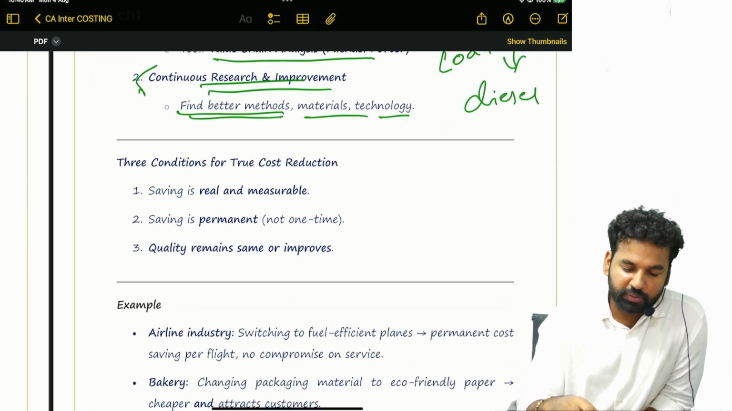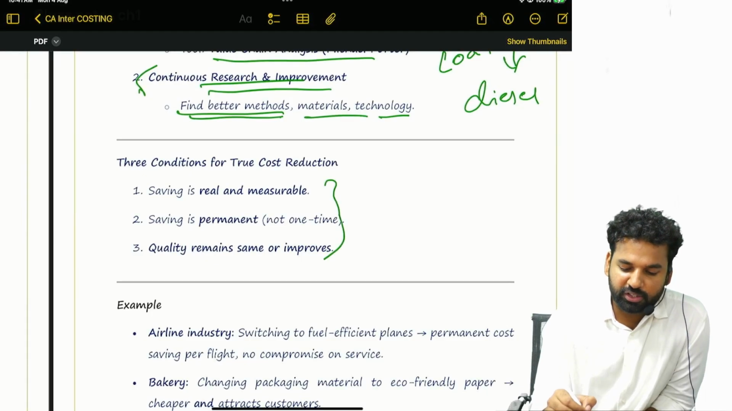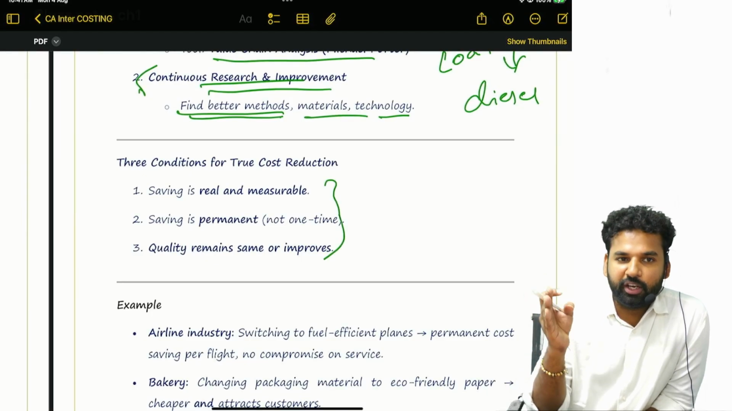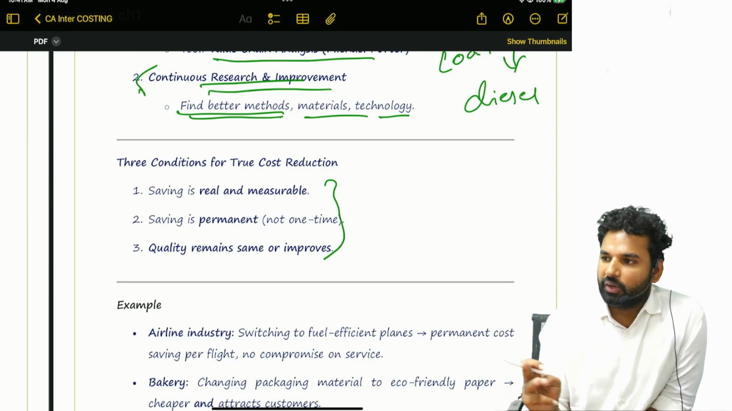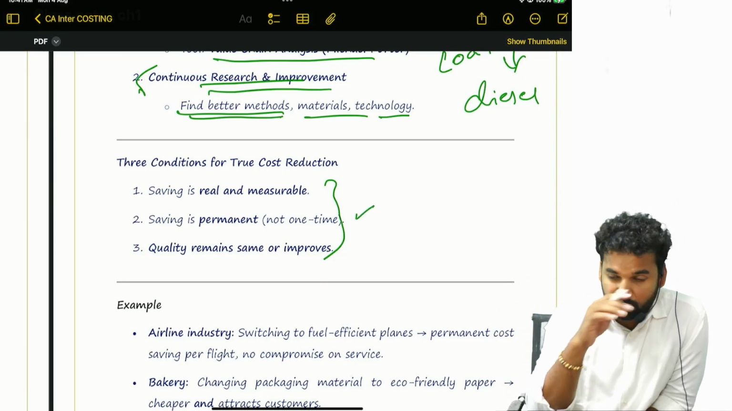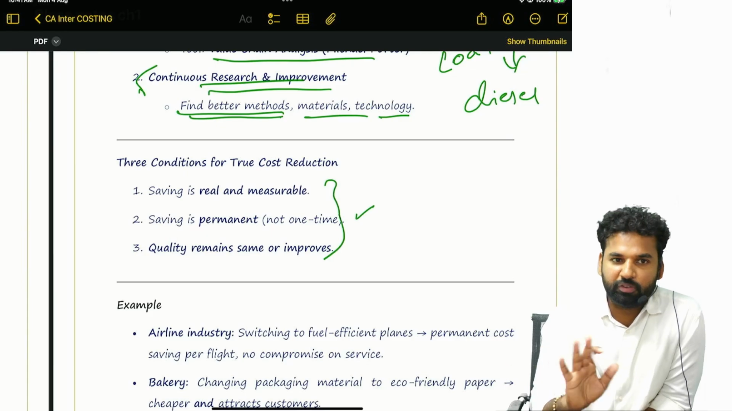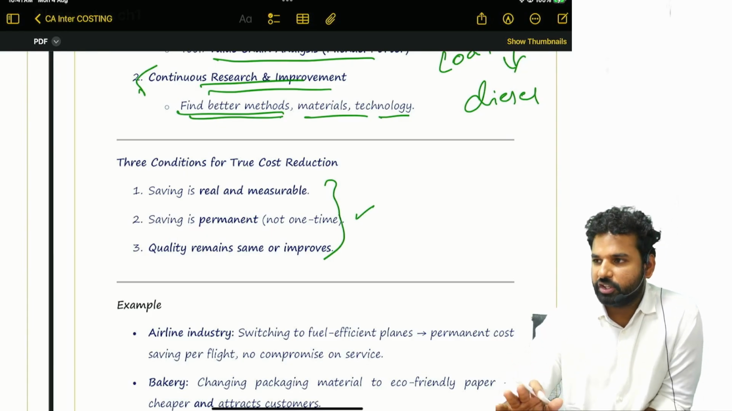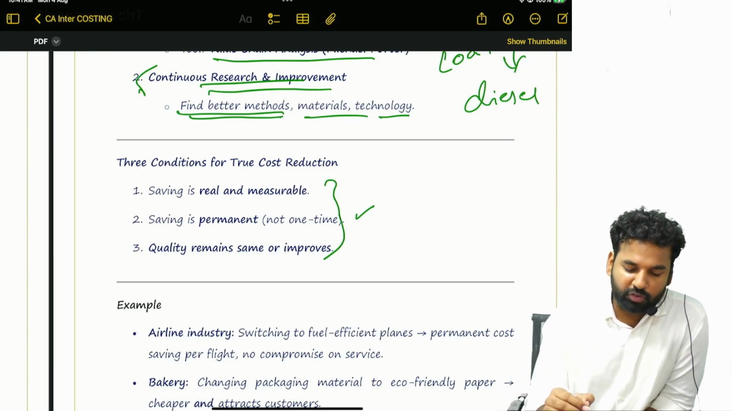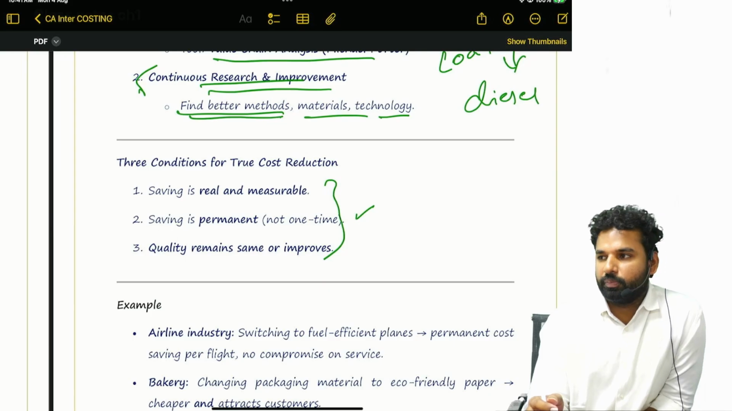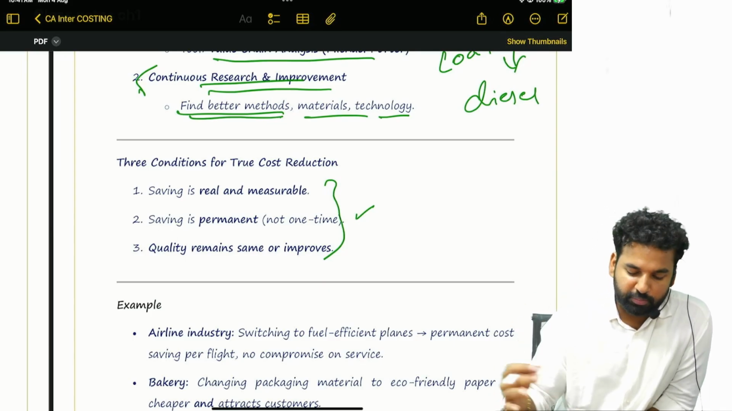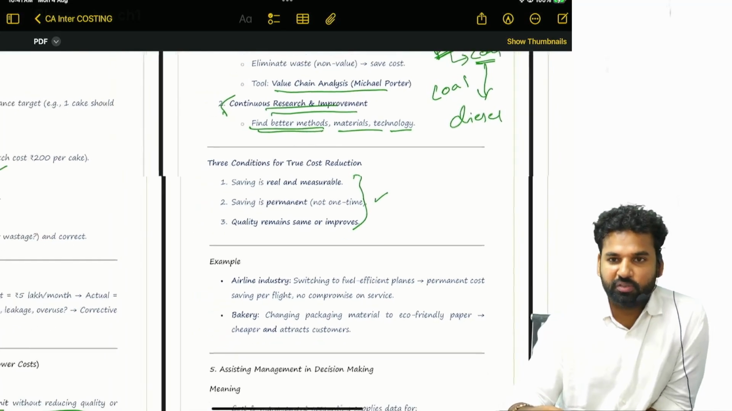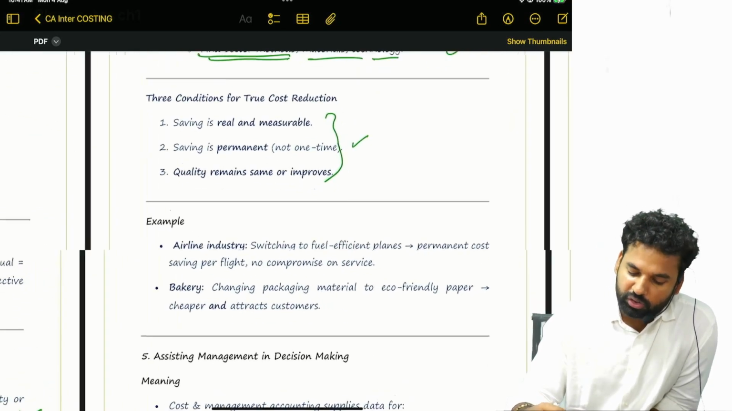Next, for doing cost reduction, three conditions are necessary. What is that? How much we are cutting down? That there is a measurement. And next, is it permanent or not? It shall not be a one time advantage. So it shall be permanent, and quality remains the same or improved. So you cannot compromise on the quality. So if these conditions are satisfied, then only it can be treated as a cost reduction.